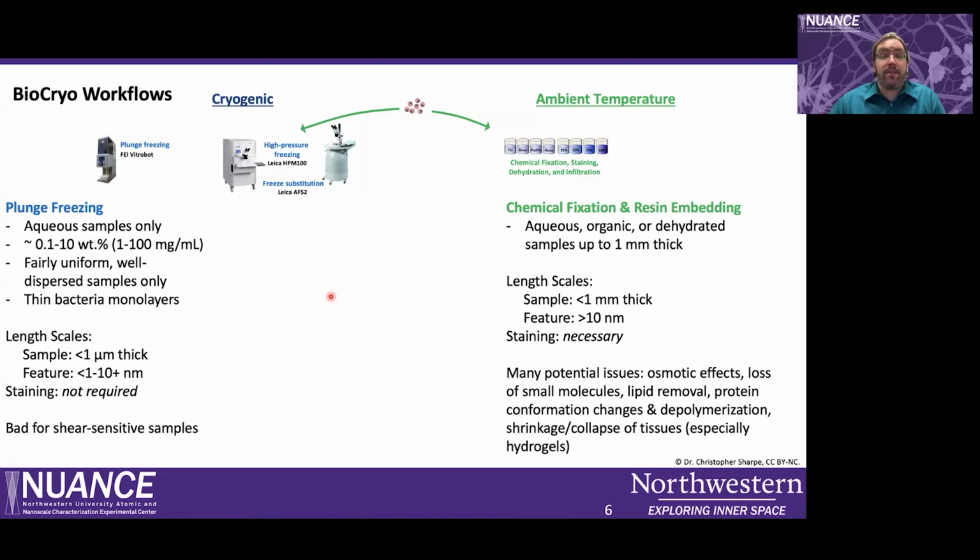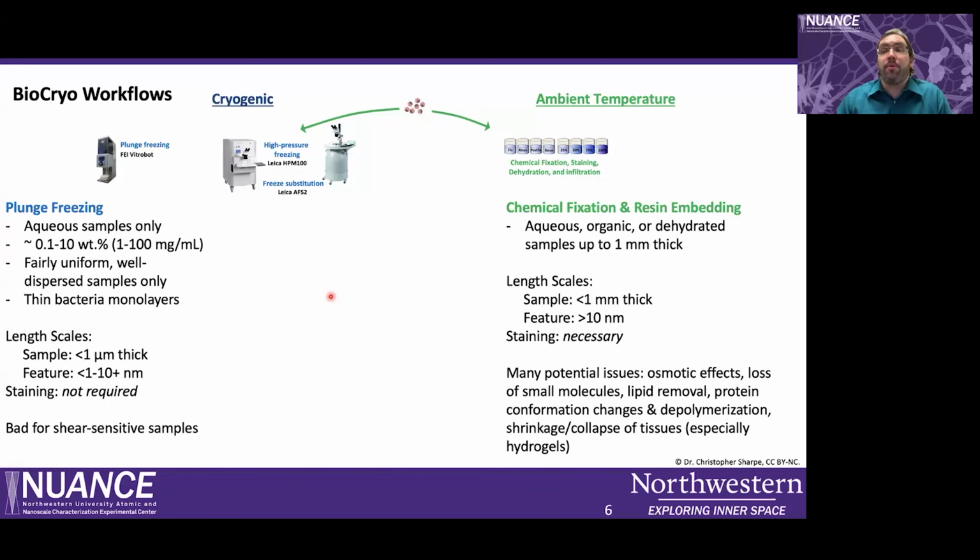These come from osmotic effects, washing out small molecules if you're looking for a particular small molecule in your sample. You can wash out lipids during some of the washing steps. Some of the stains we use have the potential to change protein conformations or depolymerize them entirely. And pretty uniformly, you're going to have some shrinkage or collapse of tissues, especially when working with hydrogels when you're doing chemical fixation. These aren't make or break things. There are ways of modifying the protocols and doing your chemical fixation in a way to kind of minimize these effects, but they're always something that is potentially going to happen that you have to worry about.